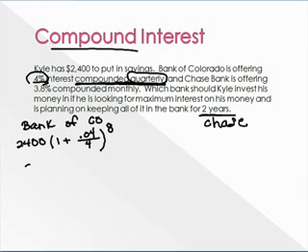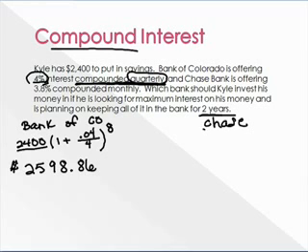I get 2,598.86. So that's how much money you would have in the bank at the end of those 2 years. That doesn't mean you made that much money. You started off with 2,400. So if you subtract 2,400, you actually made $198.86 in interest.